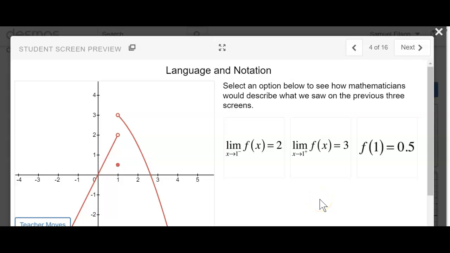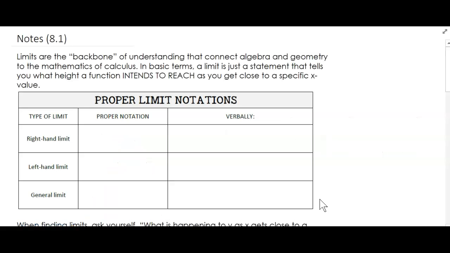All right, what you just discovered in the Desmos was the difference between one-sided limits and two-sided limits, as well as how function values differ from limits. And so let's go ahead and actually head to our notes and talk about the difference between right-sided limits and left-sided limits and sum those up.